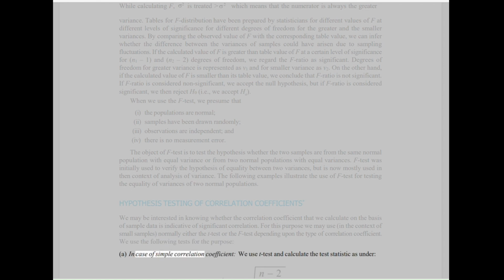A. In case of a simple correlation coefficient, we use the t-test and calculate the test statistic as under: t equals, with n-2 degrees of freedom, r_yx being the coefficient of simple correlation between x and y. This calculated value of t is then compared with its table value, and if the calculated value is less than the table value, we accept the null hypothesis at the given level of significance and may infer that there is no relationship of statistical significance between the two variables.